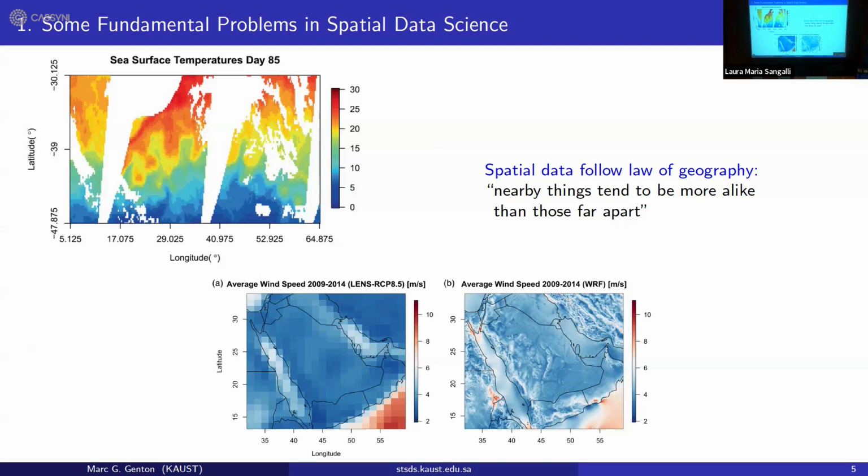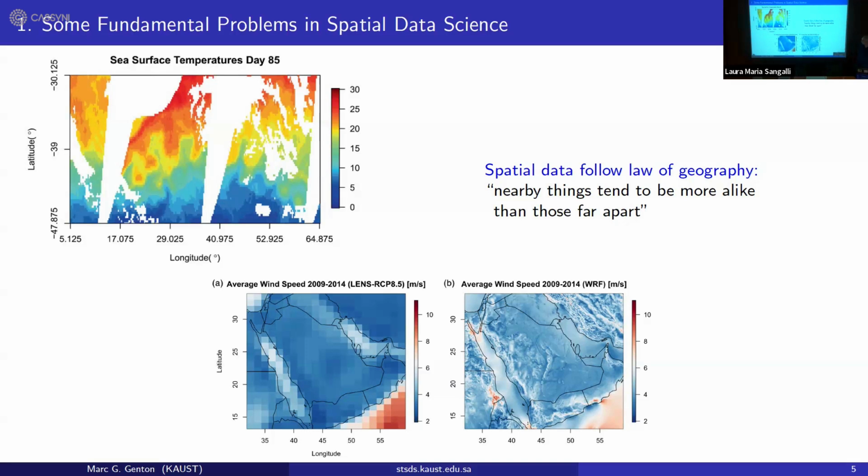And what we do in spatial data science is to use this law of geography that tells us that nearby things tend to be more alike than those far apart. So the idea is that if you measure temperature at 2 locations that are close to each other, they tend to be similar or related in some way, whereas if they are far away, they are less related. In the image on the top left, there are about 20,000 locations. So this is not very large, but it is still a good size for the data.